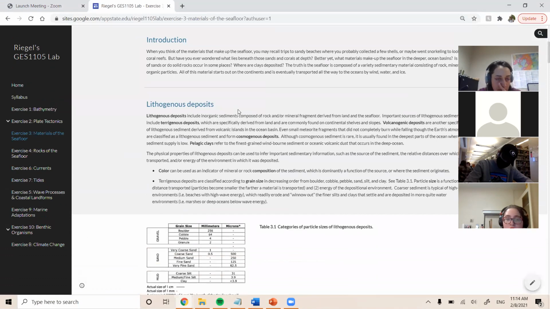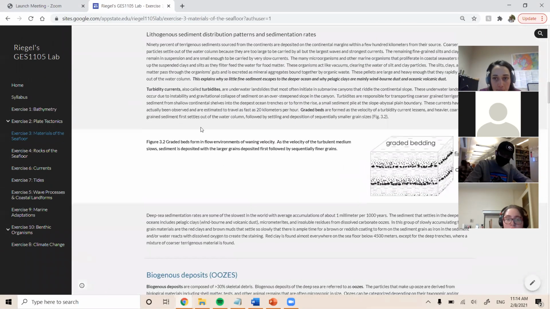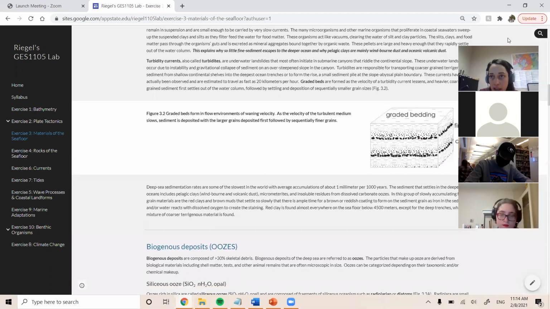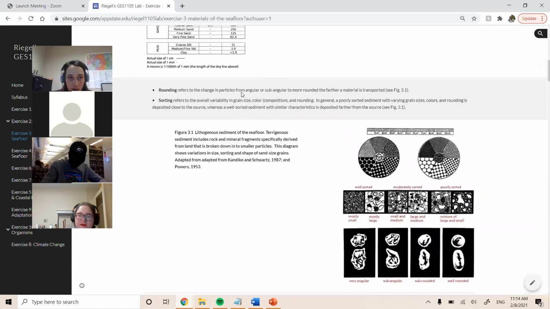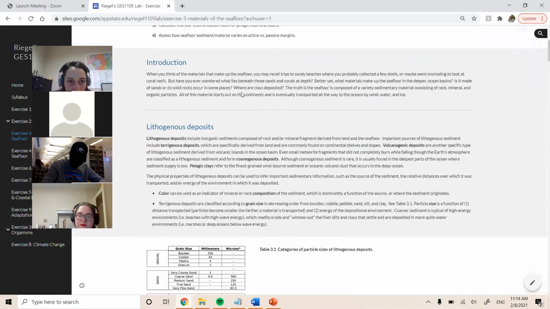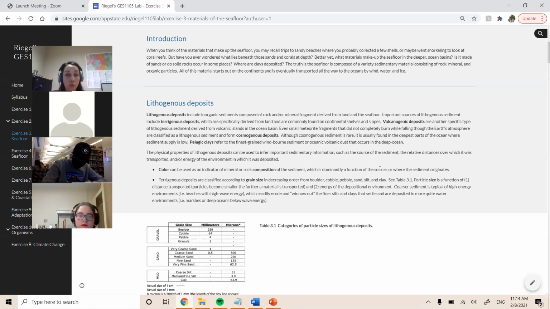And so this is where it talks more in detail about lithogenous deposits. And I want you guys to pay some attention to where it's talking about these deposits. So remember we talked a little bit about those turbidity currents, but they have to get to the sea, just the seashore in some way, right? And usually that way is from rivers.